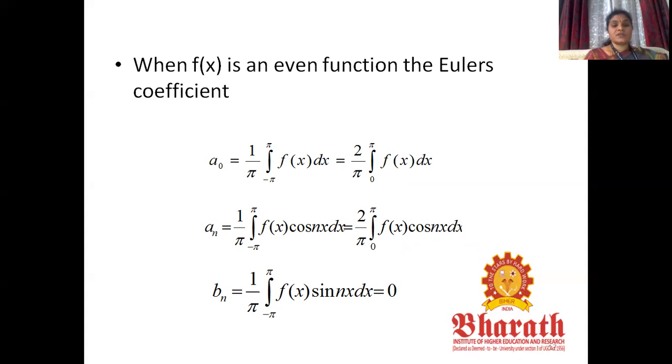Then f of x is an even function. The Euler's coefficients a0, an and bn are given by a0 is equal to 1 by pi integral minus pi to pi f of x dx. This can be written as 2 by pi integral over 0 to pi f of x dx. Similarly, an is equal to 1 by pi integral over minus pi to pi f of x cos nx dx. This can be written as integral over 0 to pi by multiplying a 2 outside, so 2 by pi integral over 0 to pi f of x cos nx dx. Next is bn. bn is equal to 1 by pi integral over minus pi to pi f of x sin nx dx, which is equal to 0.